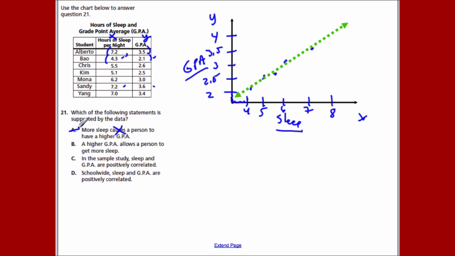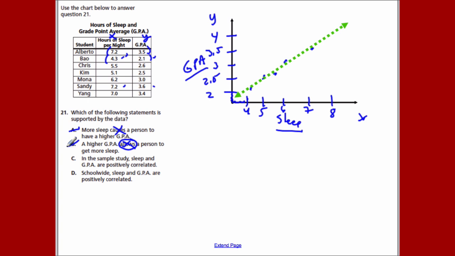B, a higher GPA allows a person to get more sleep. A higher GPA means more sleep. Does that necessarily be the case? A higher GPA allows a person. Is that necessarily going to be the case? Not necessarily. I think we all know that a higher GPA is not going to allow somebody to get more sleep. It's just the way the graph turned out in this case. But again, it's almost like it causes. So I would say B is not the case.